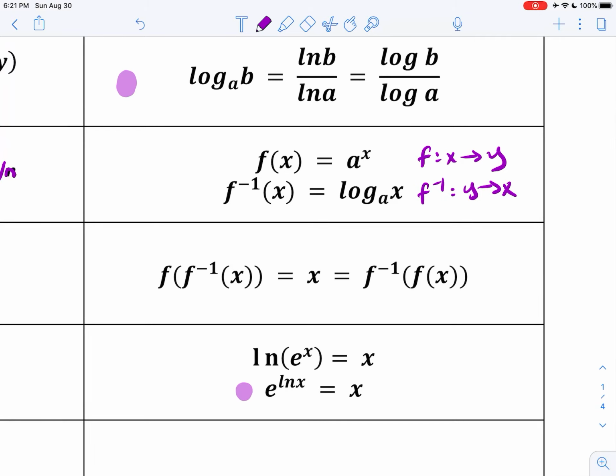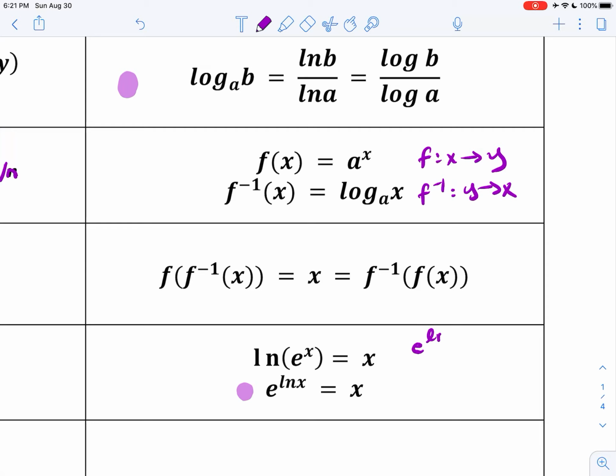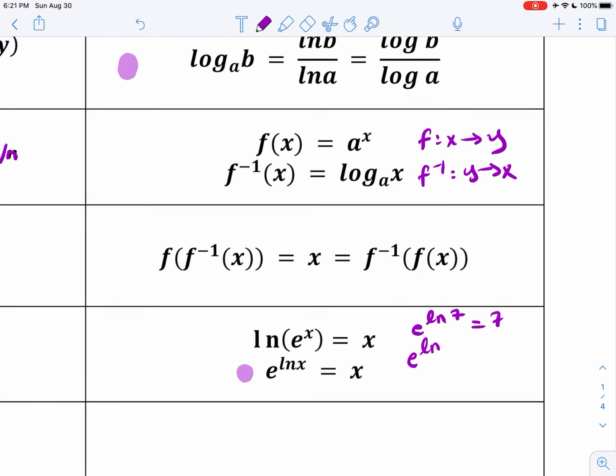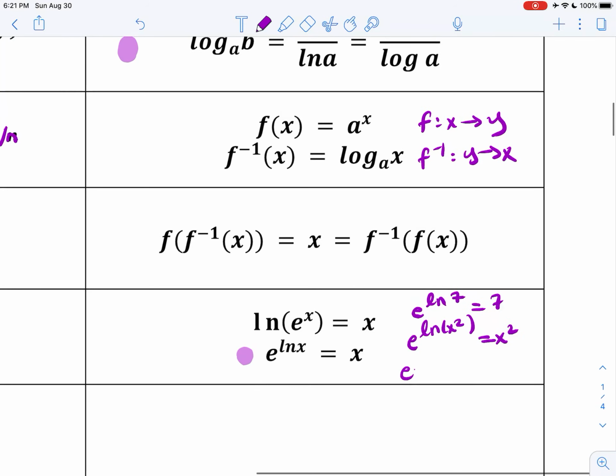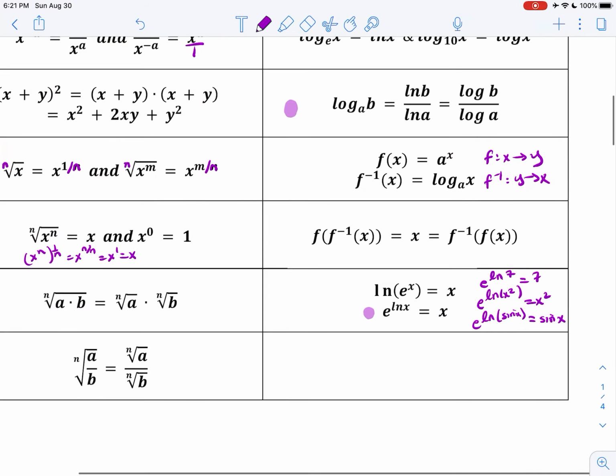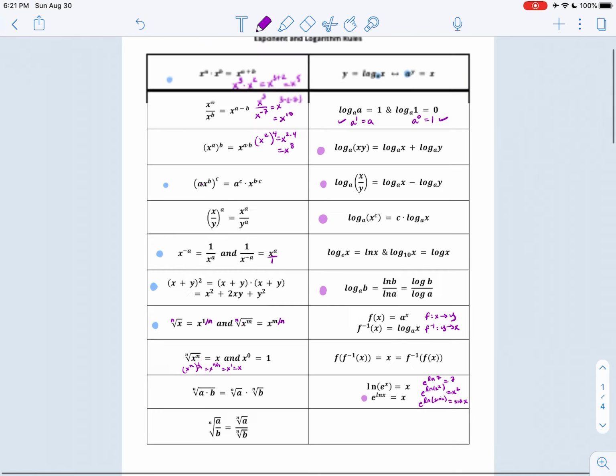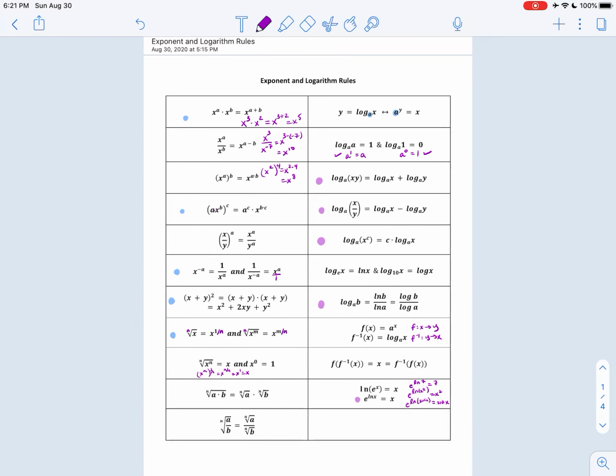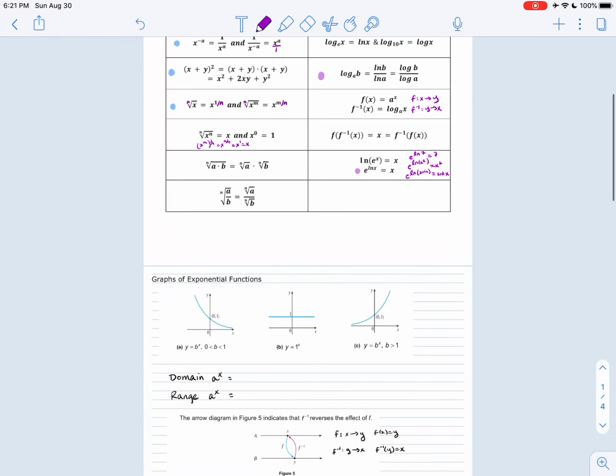So just as further examples there, if we have e to the ln of 7, that's going to be 7. If we have e to the ln of x squared, that's just going to be x squared. If we have e to the ln of sine of x, that's just going to be sine of x. Good, so whatever our input value is, that is going to be the identity. So these are very, very useful rule sets to use as a reference, and I encourage you to do so.